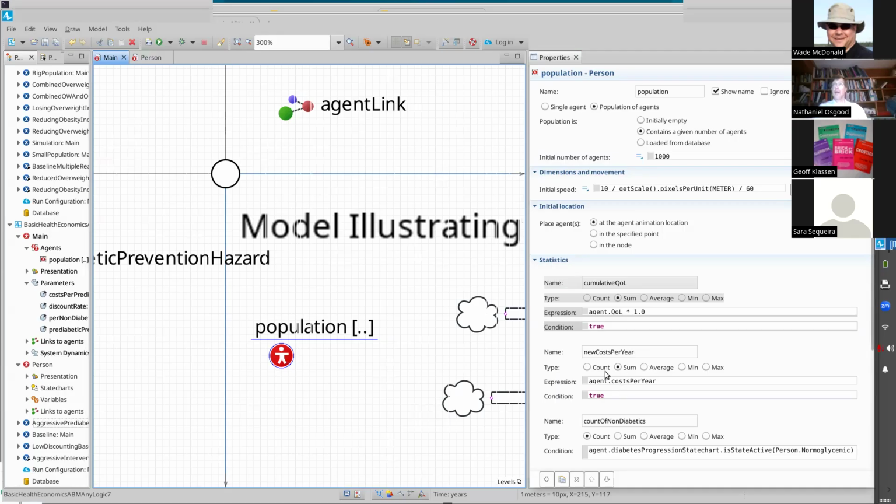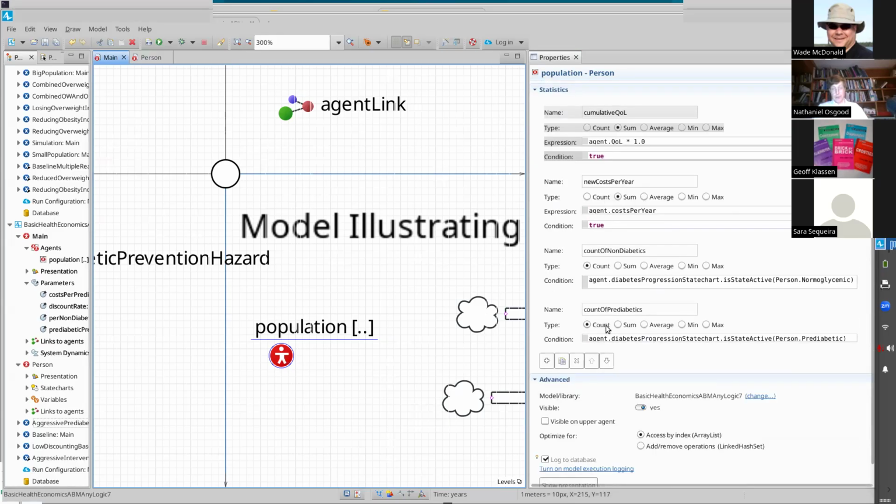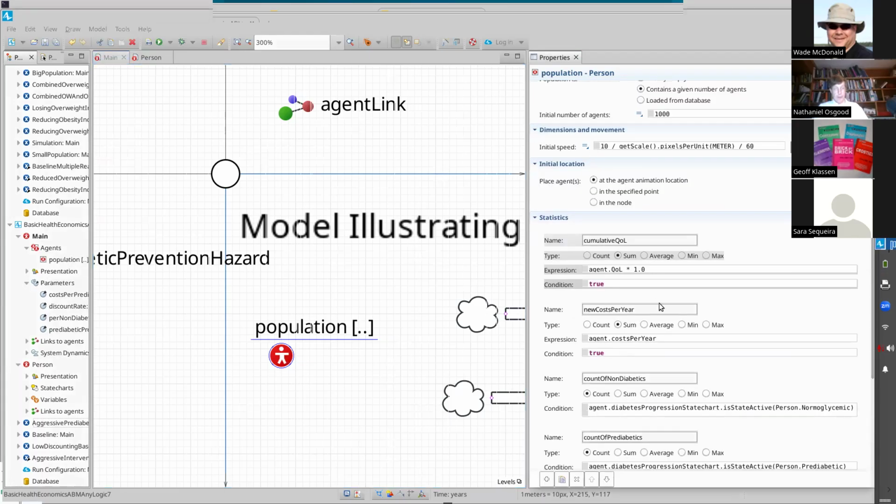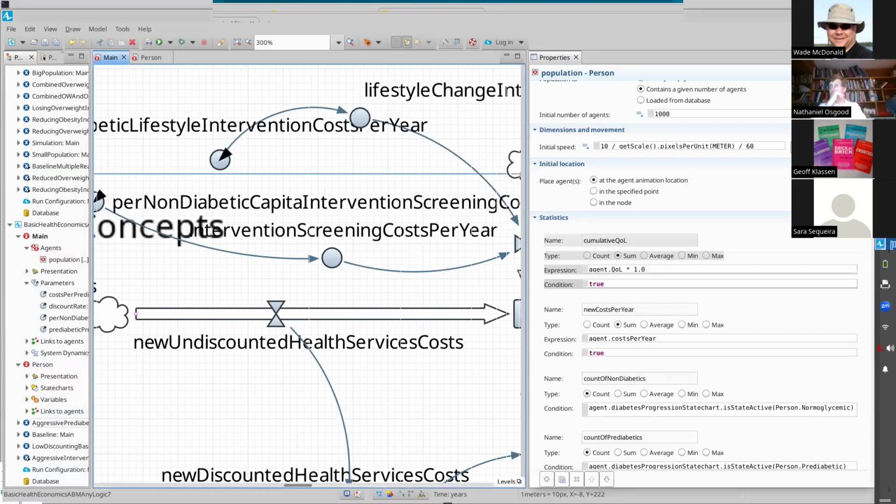It sums it up. Thus far, most of our attention has been focused on counting the number of pre-diabetics, for example. We're very familiar with that. Or taking the average over some indicator function, like an indicator function about whether someone's effective or not. But here, we're taking the sum over their cost per year. Okay, so we're totaling up on a continuous basis, continually.